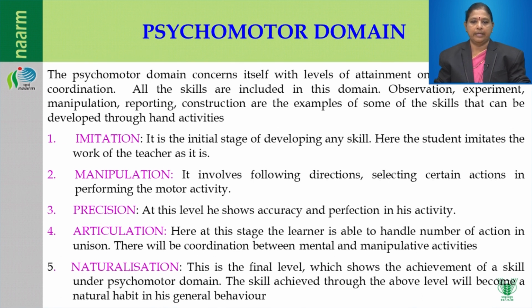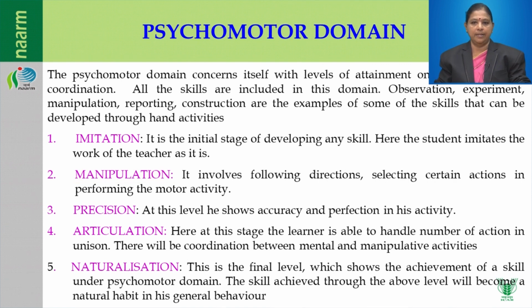This way of categorizing the levels of achieving the objective of psychomotor domain is suggested by Dave. So, the first level is imitation. At this stage, student tries to imitate the work of the teacher, and the second one is manipulation. Here it involves following directions, selecting certain action in performing the motor activity.